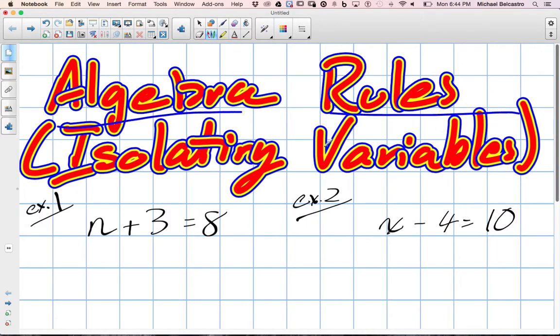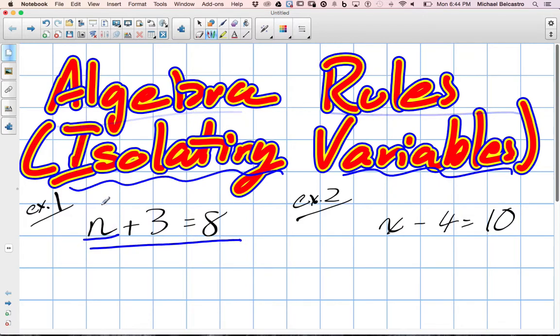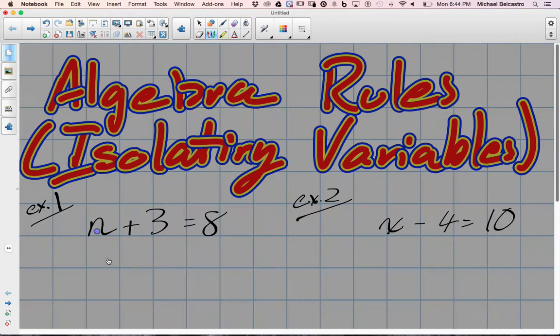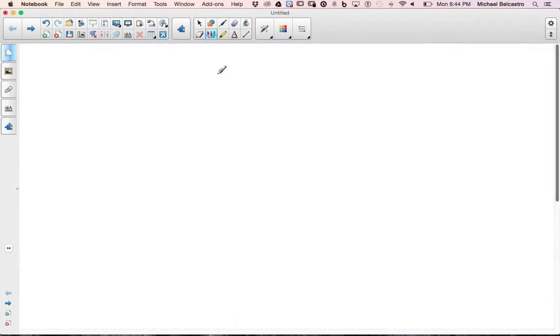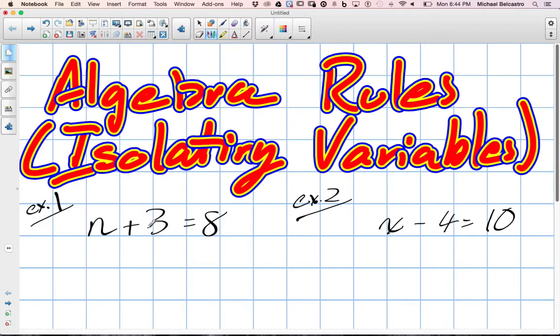At algebra rules, and we're going to focus on isolating variables. Very, very basic. So our very first example, we have n. N represents some unknown number, so we don't know what it is, but we use a letter to represent it. And it says that this unknown number plus the number 3 is equal to 8.